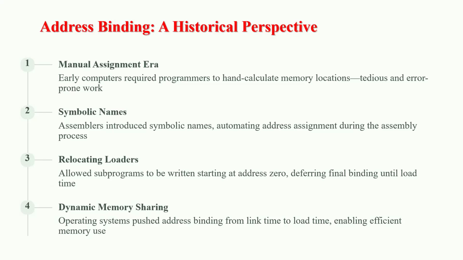Then came the assembler, which introduced symbolic names. Now, instead of remembering the numbers, programmers could write A equal to 10, and the assembler would assign addresses automatically. But there was still a problem. If two programs both assumed that they start at address 0, they would clash in memory. So to solve this, relocating loaders were introduced. Programmers could now write code as if it always started from 0. When the loader placed it in memory, it would adjust or relocate the addresses automatically.